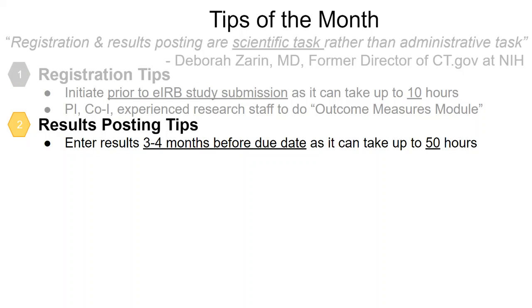And for results, again, start early. Enter results 3 to 4 months before the due date. NIH said it can take up to 50 hours, and it, of course, depends on the complexity of the trial. A multi-arm, multi-stage, multi-outcome trial takes much longer than a single-arm, single-site pilot trial with a small sample size, right?